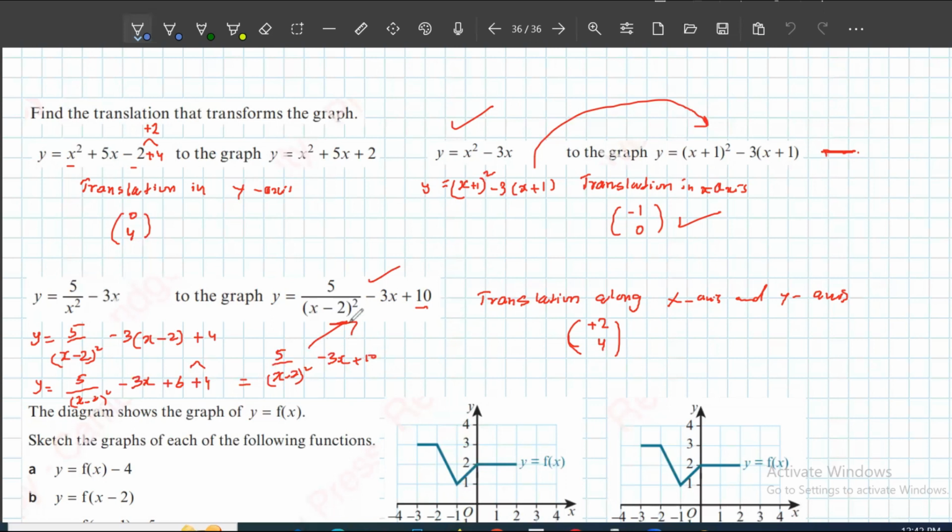I hope you understand how to get the translation vector. Now one more question, we will try to see how to solve this graphically. We already checked, but once together. Okay, have a look.